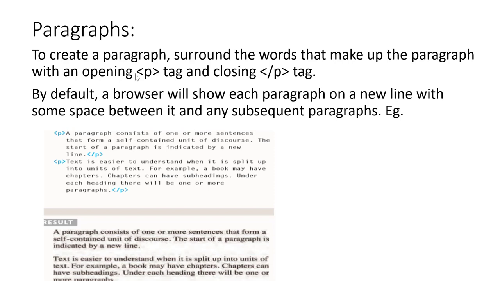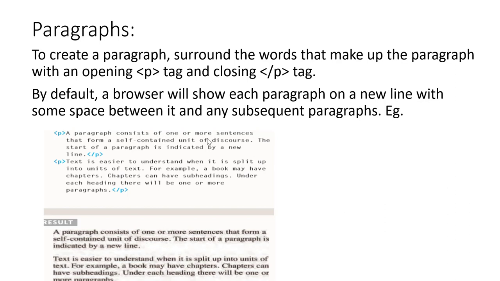Paragraph. To create a paragraph, surround the words that make up the paragraph with an opening P tag and a closing P tag. If you want to create a paragraph, then you will use the paragraph tag. By default, the browser will show each paragraph on a new line with some space between it and any subsequent paragraph. Example, paragraph: this is a paragraph.